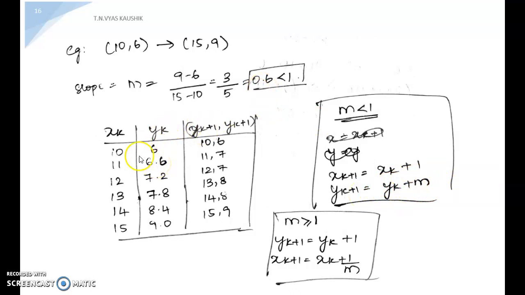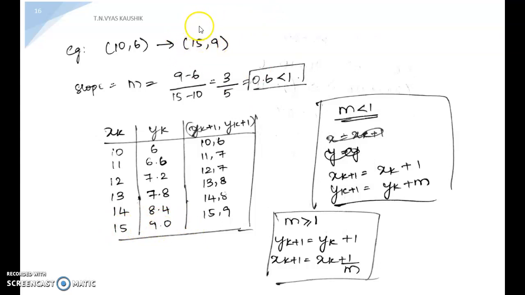Okay, so we have to continue this process until x becomes 15. So we have 10, then 11 with 6.6. For 12 it becomes plus another 0.6, that is 7.2, then 13 is 7.8, 14 is 8.4, and if you see, the end point is reached at 15, 9.0, which is the end point given.